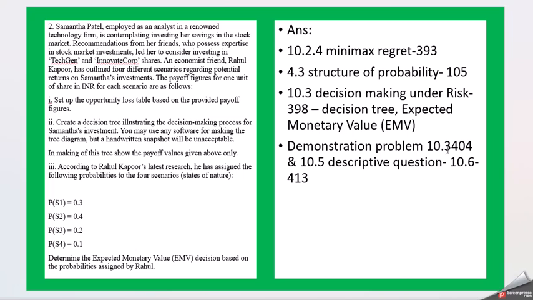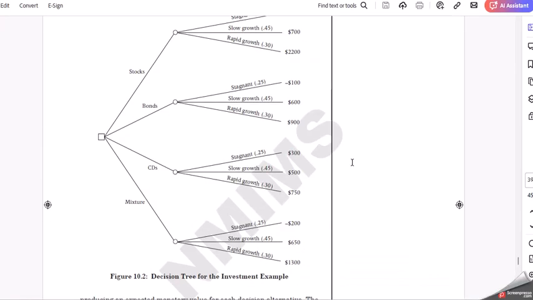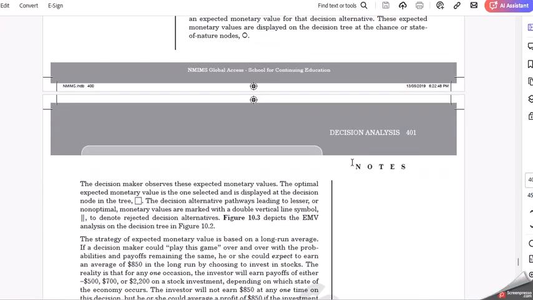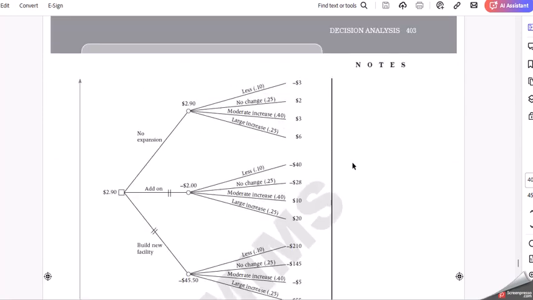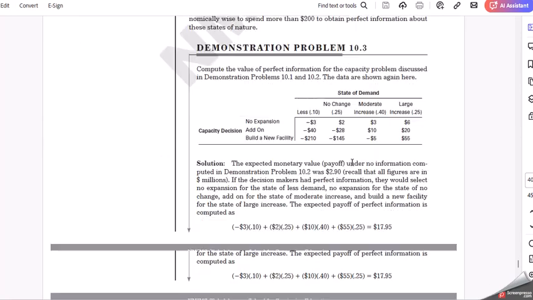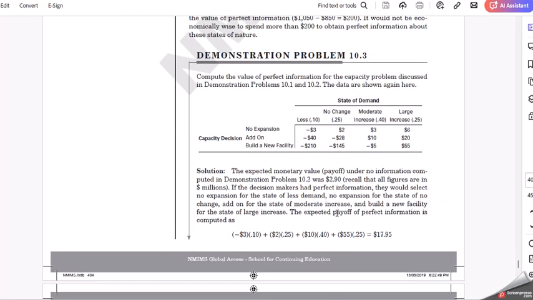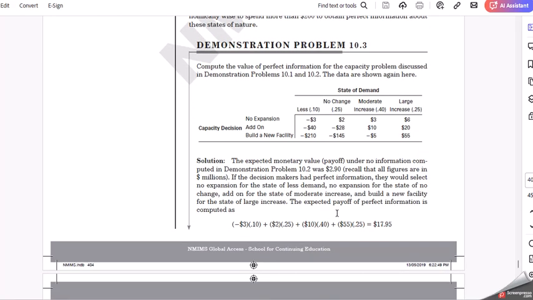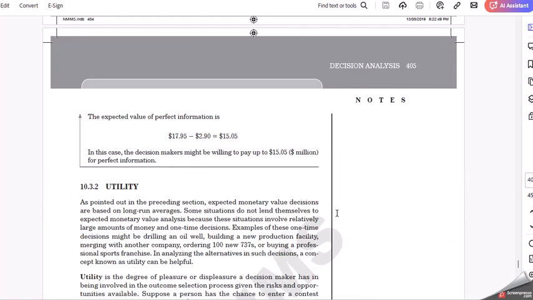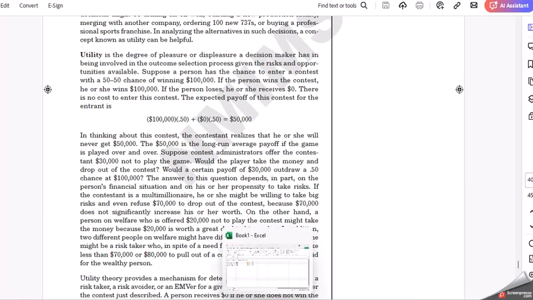Problem 10.3, page number 404. Yeah, this problem comes a little close to our problem, but just follow the methodology here, how it has been given.